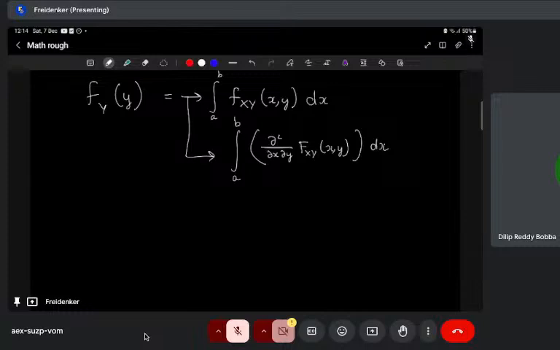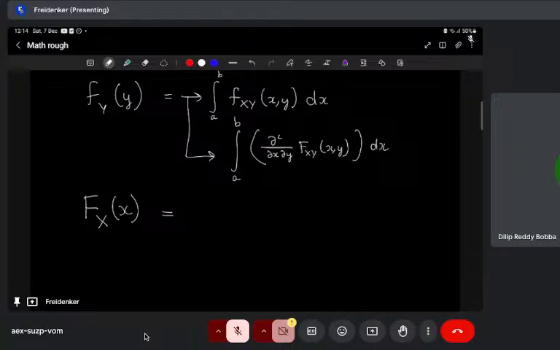Marginal PDFs of x and y. So let's say now you want to find the marginal CDF of x. How do you find the marginal CDF of x? Let's say you have the joint PDF. From the joint PDF, how will you get the marginal PDF of x, CDF of x? So we'll see.